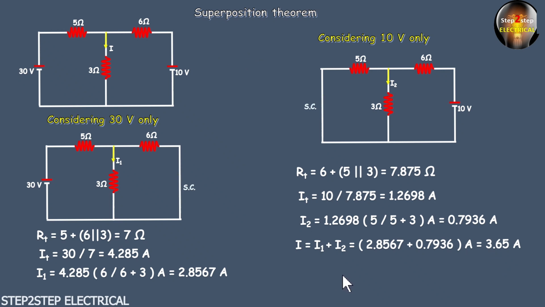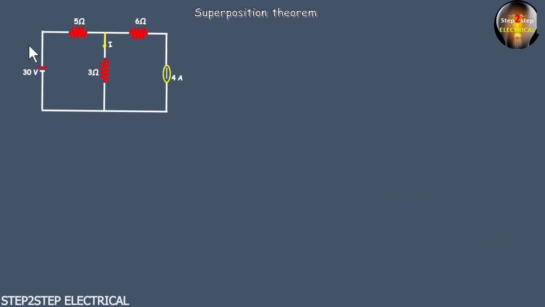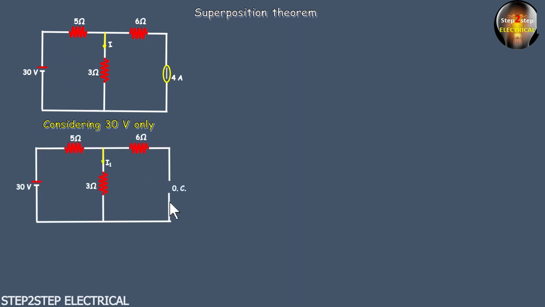So let's solve the next numerical. Here you can see that this 30 volt is the same as our previous numerical, but the 10 volt has been replaced by this 4 ampere. So what to do? First consider this 30 volt and replace this current source by its internal resistance. As we all know, a current source provides current, but after replacing it, it must not provide current. That is the trick to remember. So just replace this current source by an open circuit. Consider only 30 volt, and after that the circuit is going to be like this, with an open circuit.